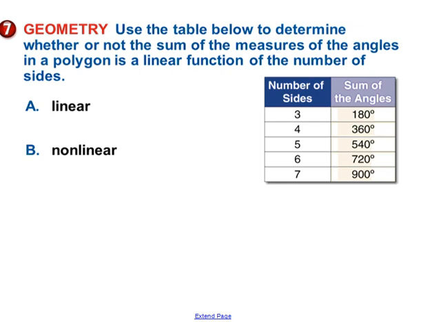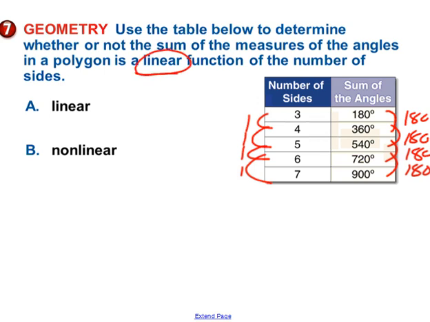Geometry. Use the table below to determine whether or not the sum of the measures of the angles of a polygon is a linear function of the number of sides. The number of sides went up by 1, 1, 1, 1. So that meets our requirement. The change in the sum was 180, 180, 180, and 180. So the rate of change is constant throughout all of those. So this is a linear function. Answer A is our correct answer.